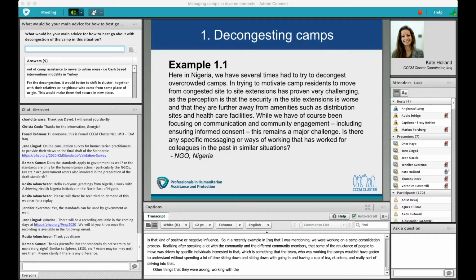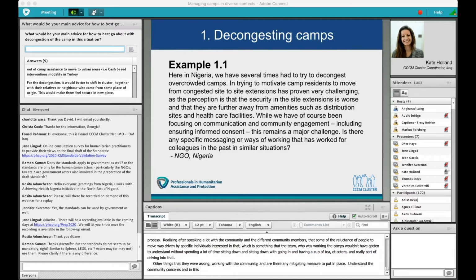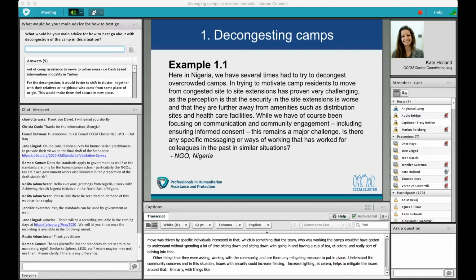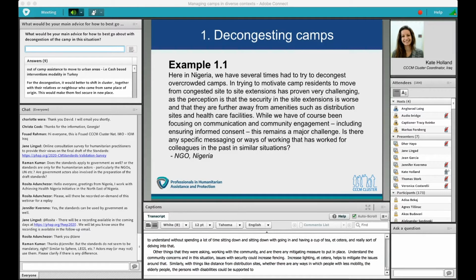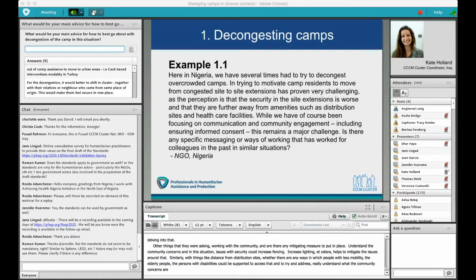So understanding the community concerns in this situation, issues with security, could increase fencing, increase lighting, etc., help mitigate the issues around there. Similarly with things like distance from distribution sites, whether there are any ways in which people with less mobility, so elderly people, persons with disabilities, could be supported to access that. And to try and really understand what the community concerns are and then work with them and then with the other partners as well to try and address them as much as possible.